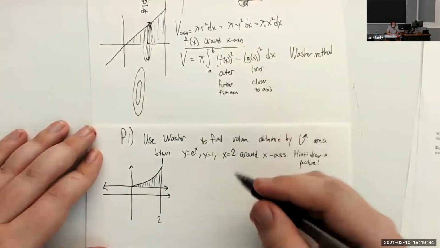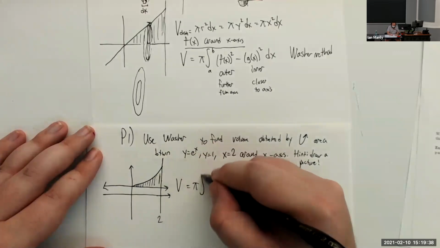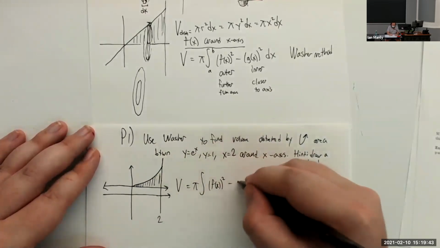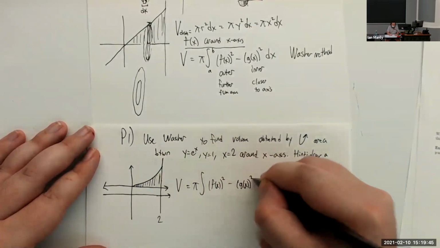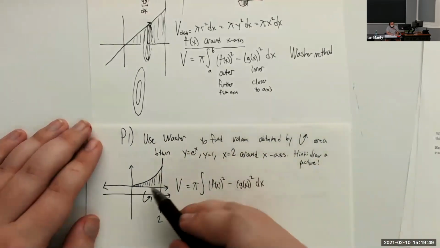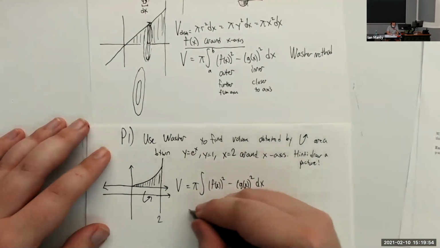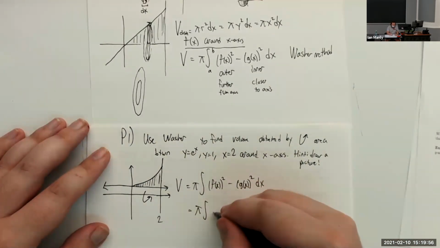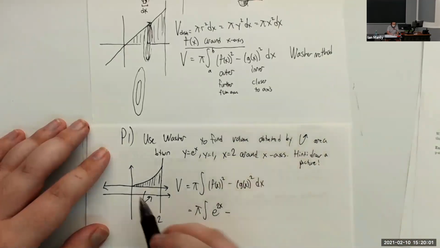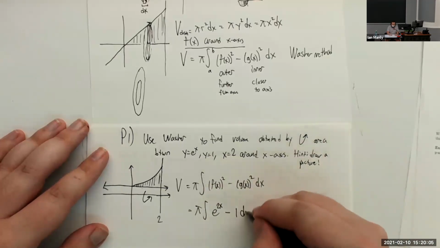All right, so let's go ahead and use our formula. So the volume is pi times the integral of the outer function squared minus the inner function squared. And remember, we're spinning around the x-axis. So the thing that's further away from the x-axis here is this e to the x. So we're going to have e to the x squared, which is going to be e to the 2x. Then our lower function, our inner function, is just 1, and 1 squared will be 1.